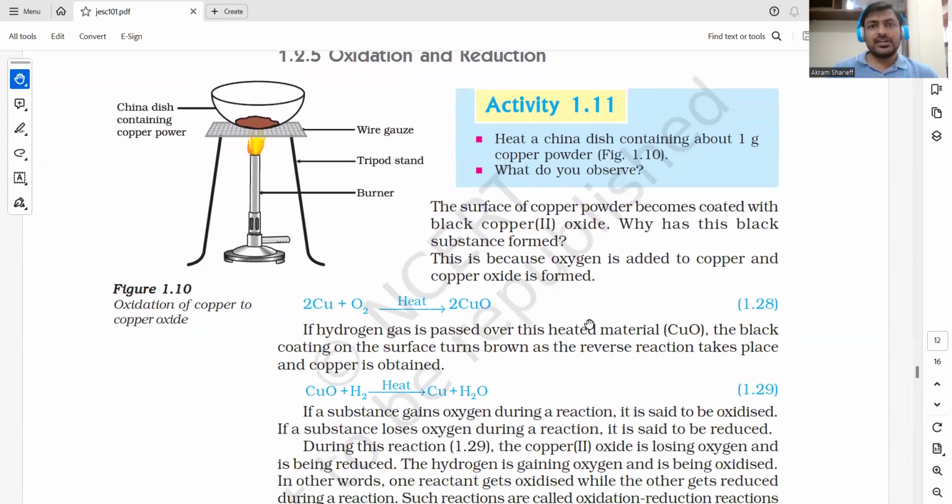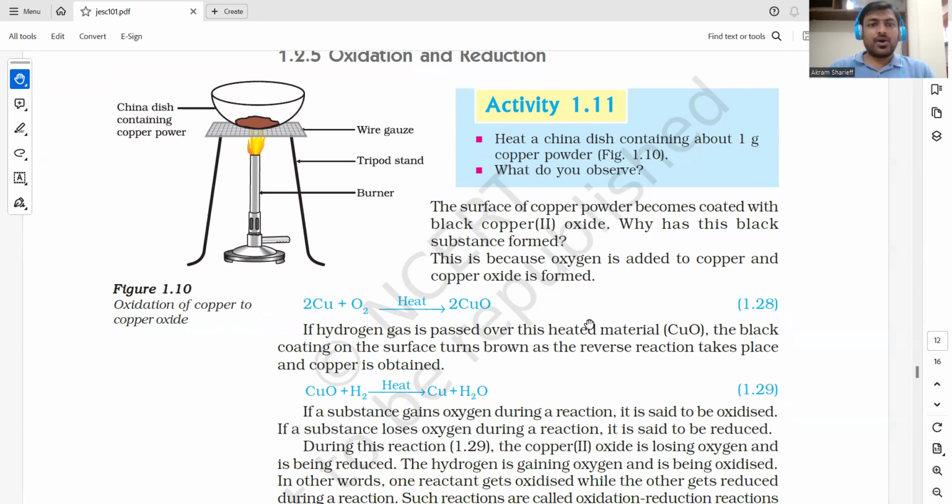Okay. So activity: heat a china dish containing 1 gram of copper. Heating means you are heating it in the presence of oxygen. Copper plus oxygen will give you what? Copper oxide. The surface of copper powder becomes coated with black copper oxide. So the brown copper is becoming black. Why? Because of the formation of copper oxide. This is because oxygen is added to the copper and copper oxide is formed. So this is a clear cut example of an oxidation reaction. Cu plus O2 gives rise to CuO.